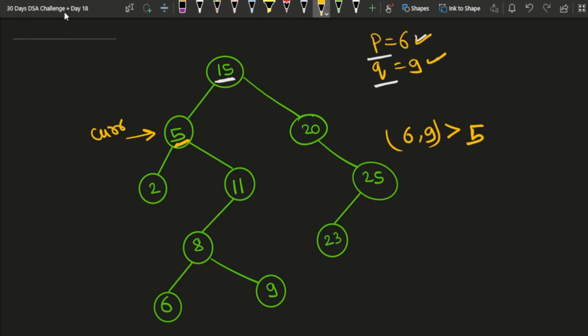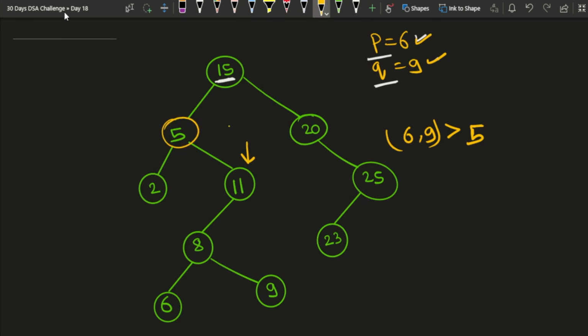As per the property of BST, everything present in the left will have values lesser than 5, right? And we are looking for values 6 and 9, which are greater than 5. So it does not make any sense to go to the left subtree. So now what we'll do, we'll move to the right subtree.